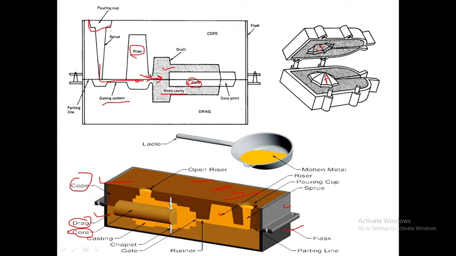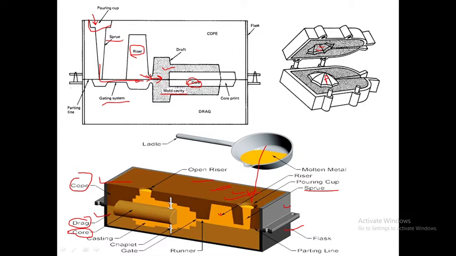The pouring cup is the part of the gating system that receives the molten metal from the pouring vessel. What happens in the pouring cup? It is the part of the gating system that receives the molten metal either from the ladle or from the pouring vessel.